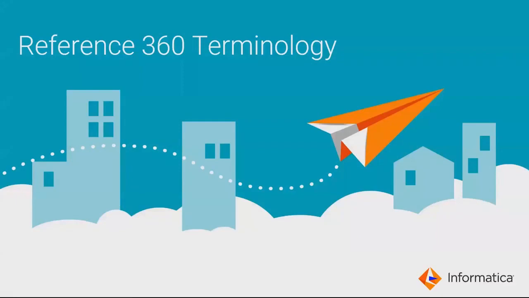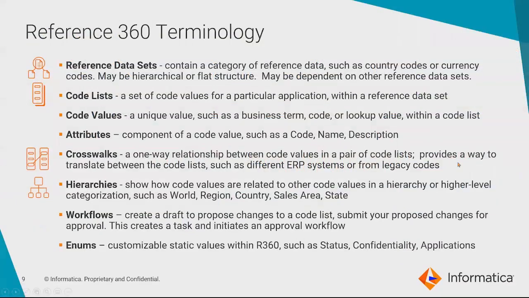Next, I'd like to talk a bit about the terminology that we use with Reference 360. We have reference data sets. Those are the basic object within Reference 360. A set might contain a category such as country code lists or currency lists. It can be hierarchical or flat. It might be dependent on other reference data sets, like, for example, for country and state relationship. We'll see an example of that in a few minutes.